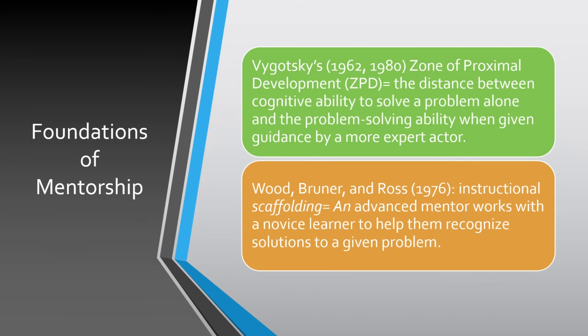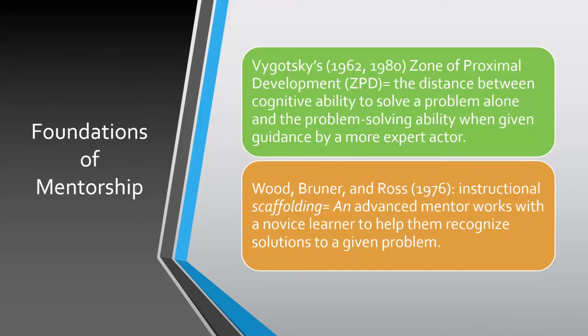So when we talk about mentorship, we're really building off of a lot of research that has already been established. However, mentorship is much less researched in world language education and online education. So Vygotsky talks about the zone of proximal development. And this is the distance between one's ability to solve a problem alone and that same ability and how it increases when we have the guidance of someone with experience.